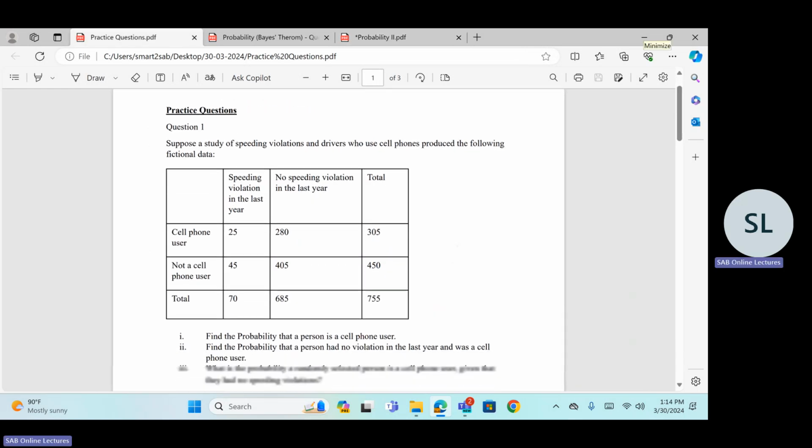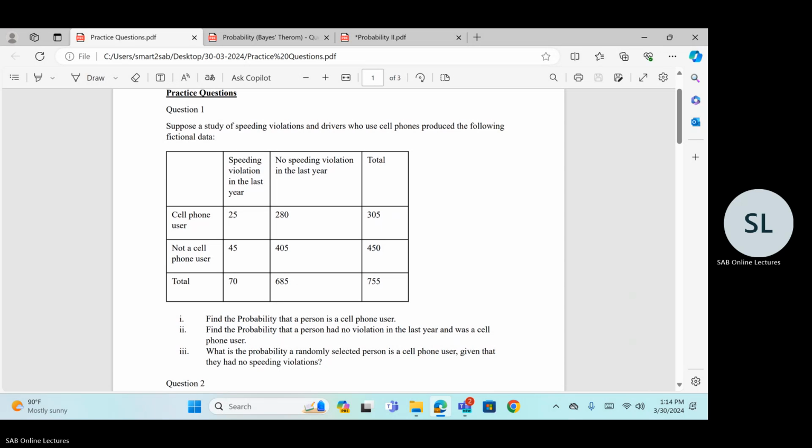Here, do the section number 1. We do the part 1 and part 2. Okay? Now do the problem number 3, only 1 and 2. This is the contingency table. Suppose the study of speeding violations and drivers who use cell phones produce the following fictional data.